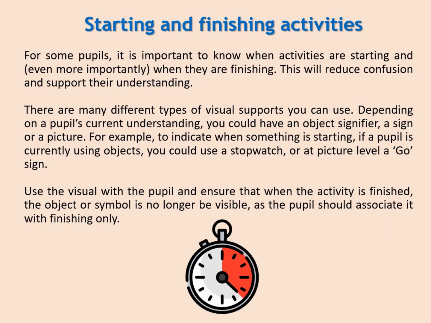Starting and finishing activities. For some pupils, it's important to know when activities are starting and, even more importantly, when they are finishing. This will reduce confusion and support their understanding. There are many different types of visual supports you can use. Depending on a pupil's current understanding, you can have an object signifier, a sign, or a picture. For example, to indicate when something is starting, if a pupil is currently using objects, you could use a stopwatch, or at picture level, a go sign. Use the visual with the pupil and ensure that when the activity is finished, the object or symbol is no longer visible, as the pupil should associate it with finishing only.